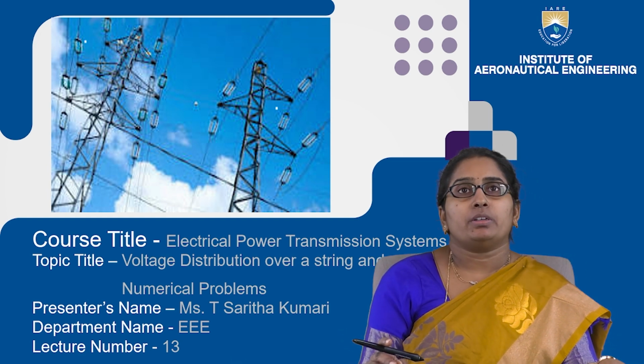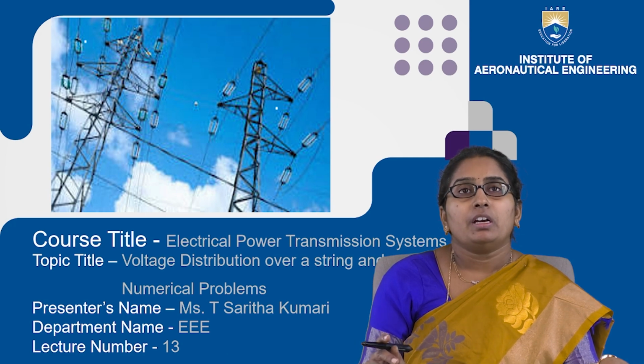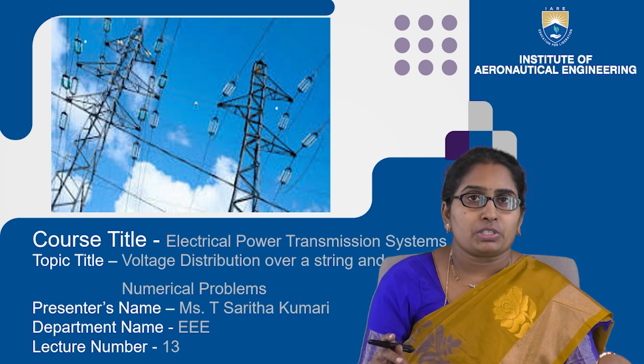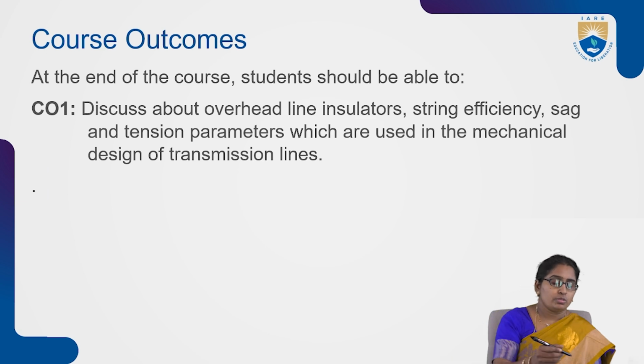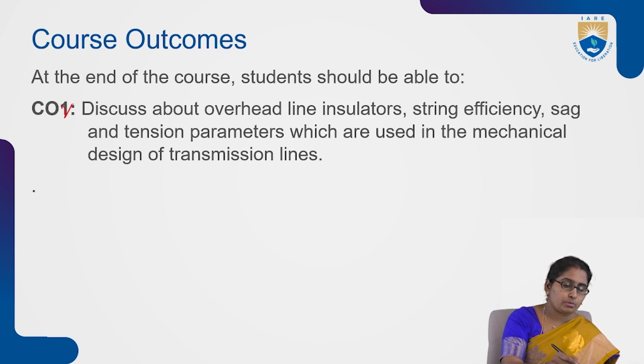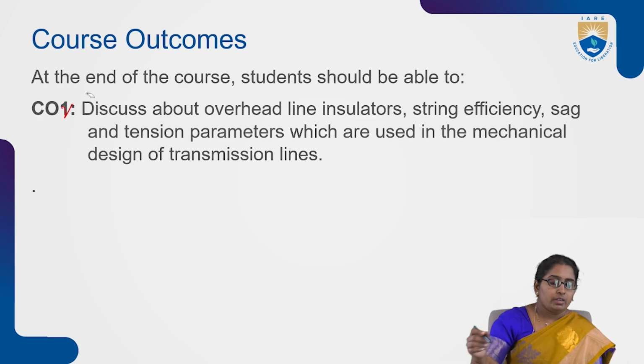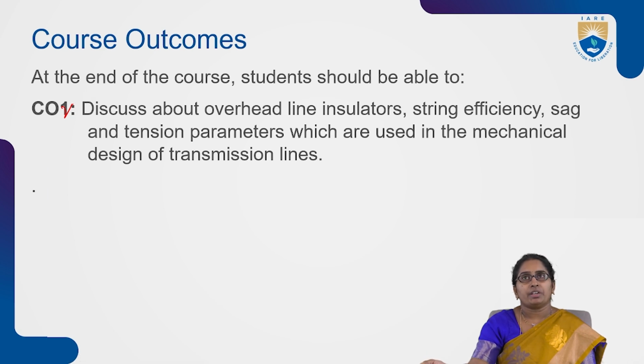Today, my topic is voltage distribution over a string and problems based on that. This topic is in the insulators, second module, so it is mapped to course outcome 2. It is about the insulators and also calculating efficiency. And then the other thing, as I mentioned yesterday in my last lecture, sag and tension parameters.